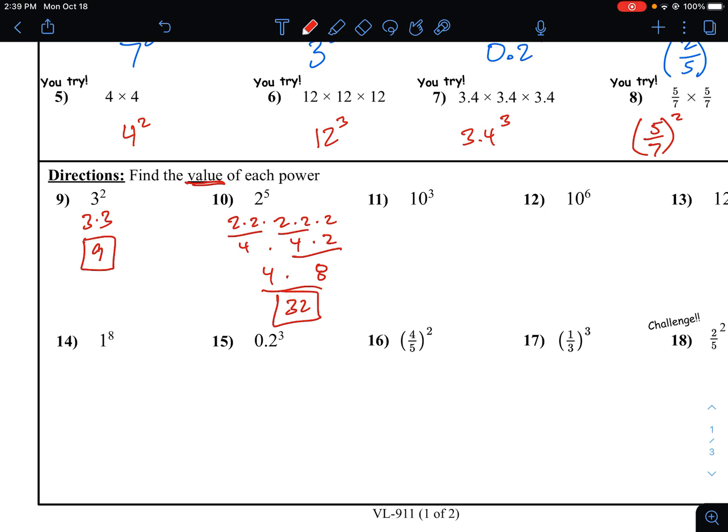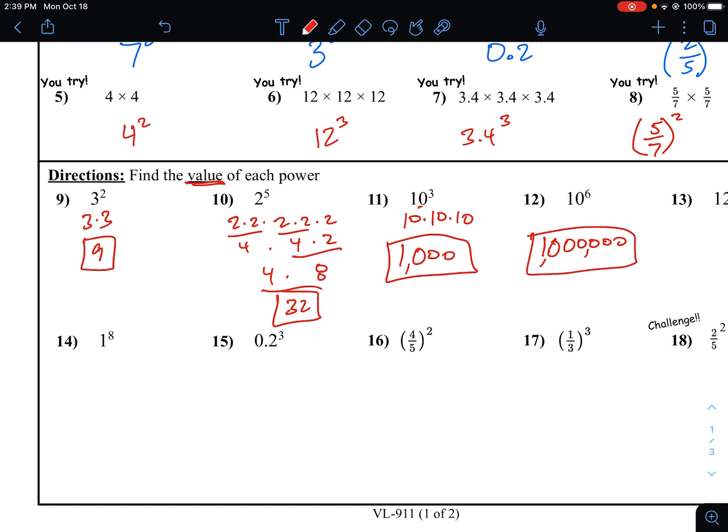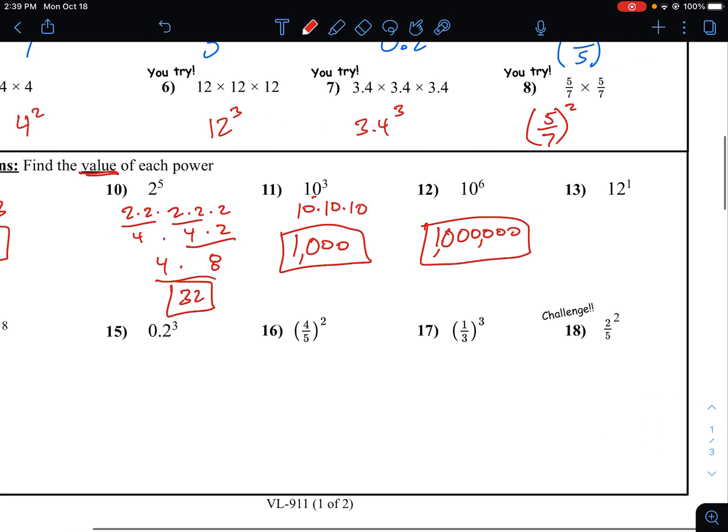10 to the 3rd power. It's 10 times 10 times 10, but there's a little trick. 10 to the 3rd power, you just write 1 with 3 zeros. Easy. And guess what you do with 10 to the 6th power? Let's write 1 with 6 zeros. 1, 0, 2, 3, 4, 5, 6. So whenever you have tens, those are actually quite easy.